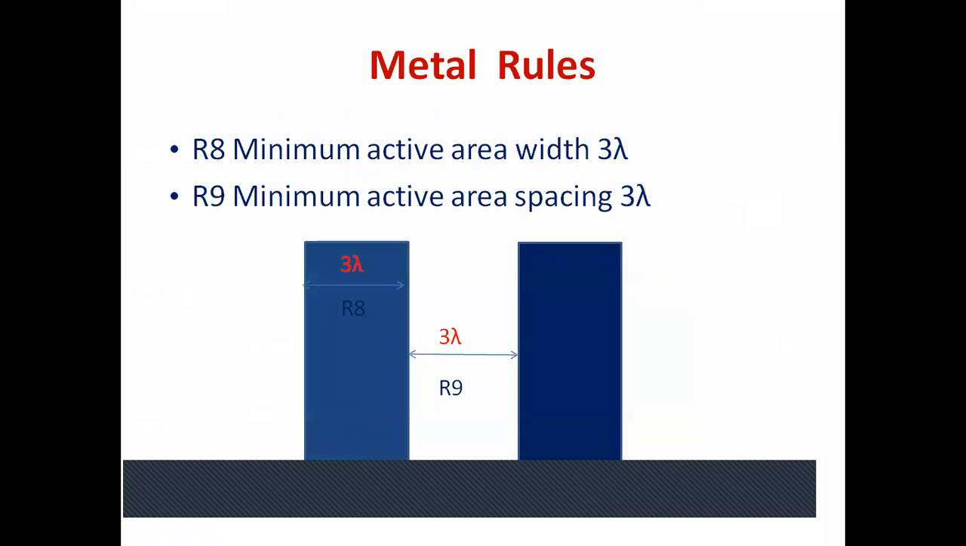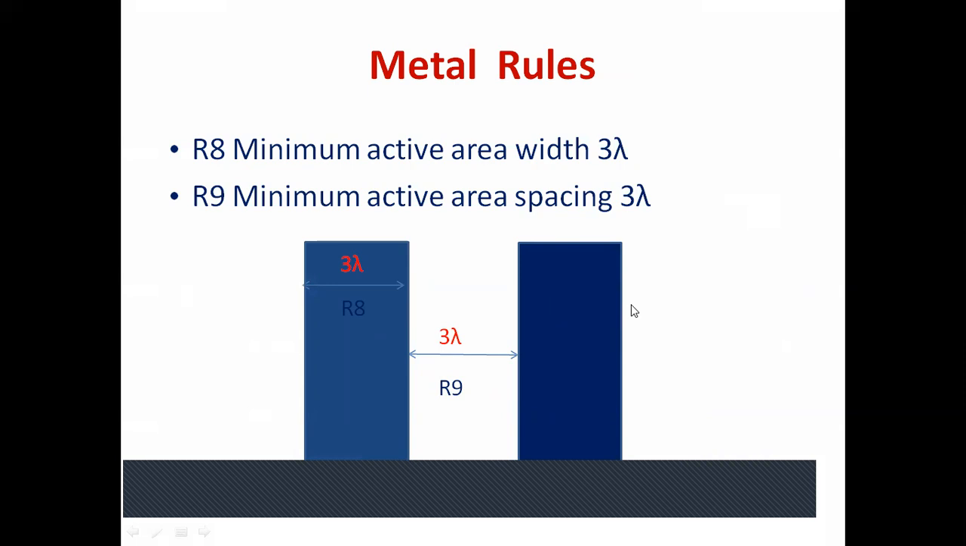Now metal rules, because we use metal also. Yes, you know, we use metal. So what should be the minimum width and the minimum spacing of metal? Metal we generally show in blue color. R8 is the minimum width, and it has to be 3 lambda, as mentioned here. And what should be the minimum spacing? Minimum spacing has to be again 3 lambda, that is rule R9. Right.